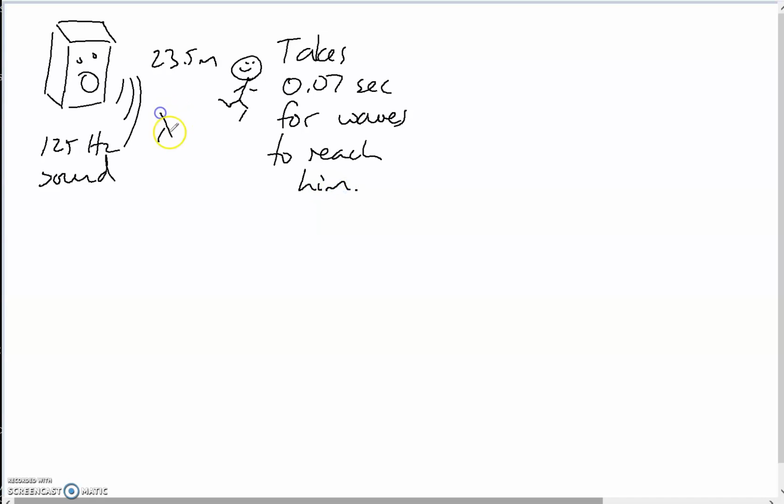So what is the wavelength coming out of here? We're going to try and find the wavelength. A couple things we can do here. First of all, one of the things that pops out to me is I've got distance and I've got time, and with distance and time, I can find speed. So speed would be distance divided by time. I've got the 23.5, I've got the 0.07, and that means I get about 336 meters per second. Sound travels around 340, so that's about right.